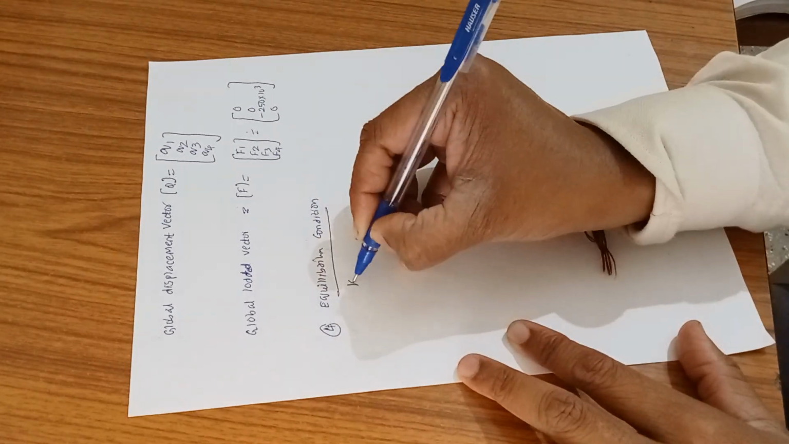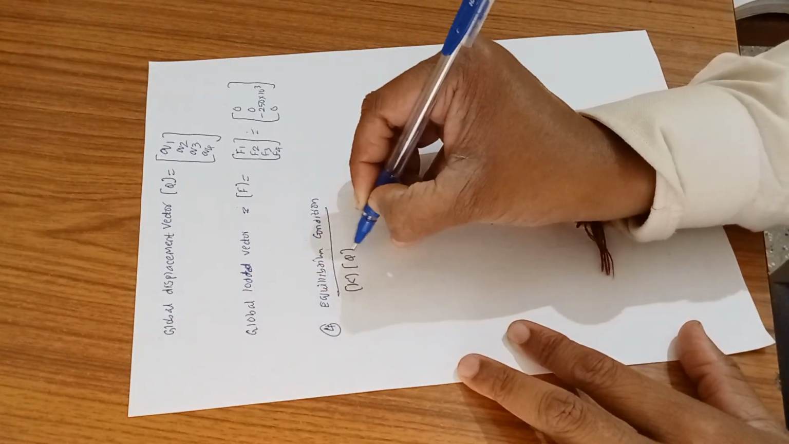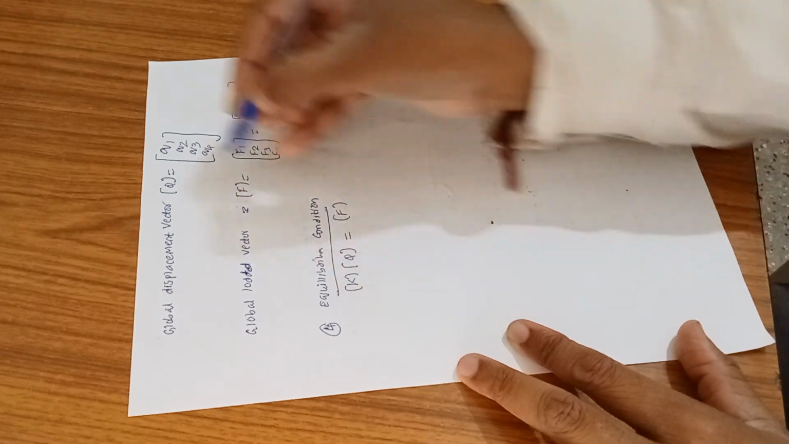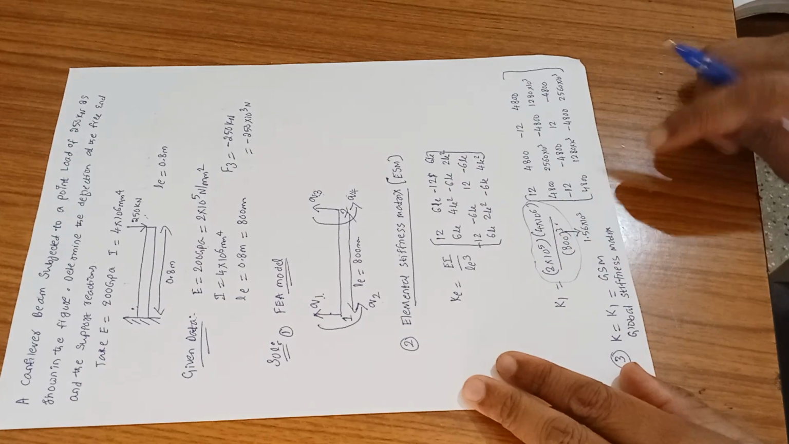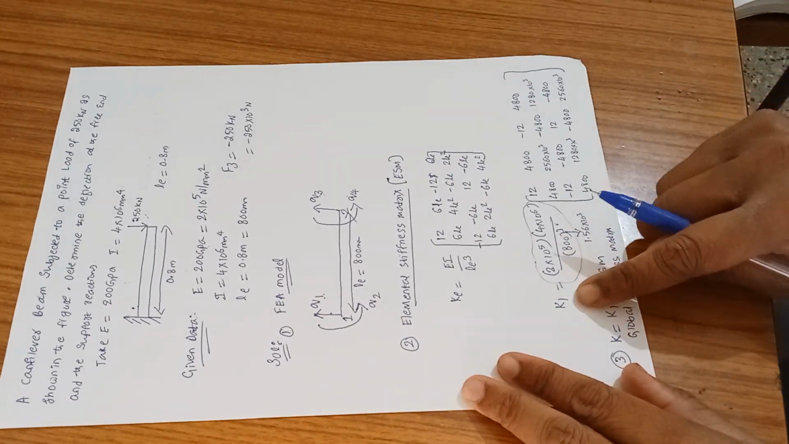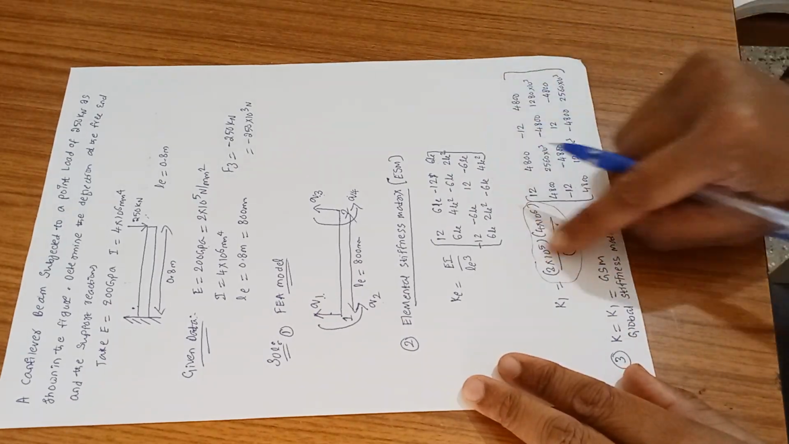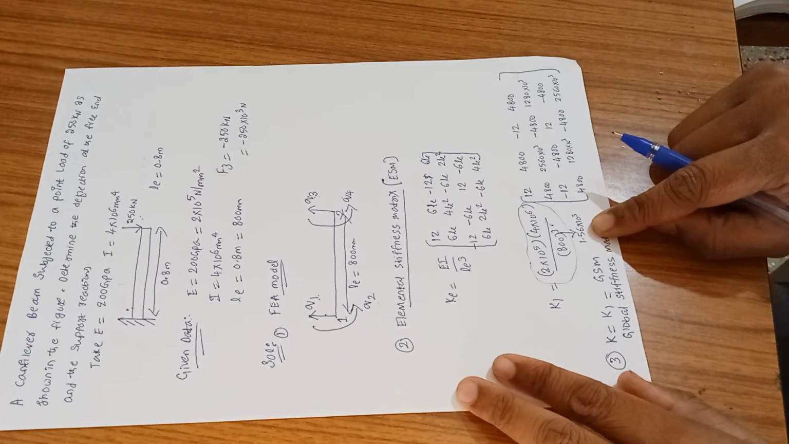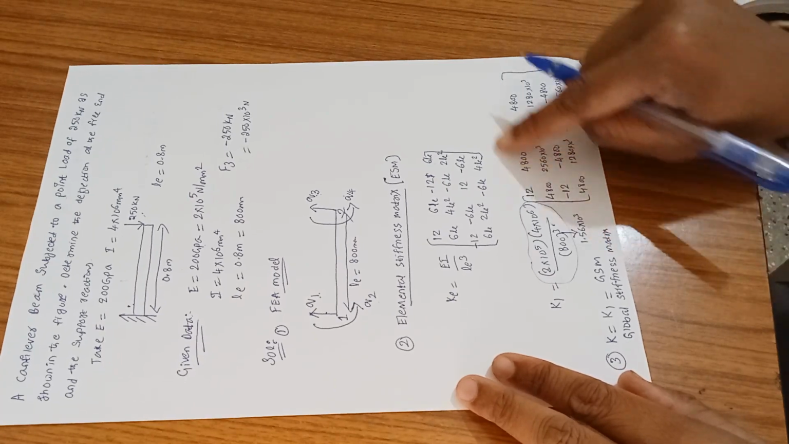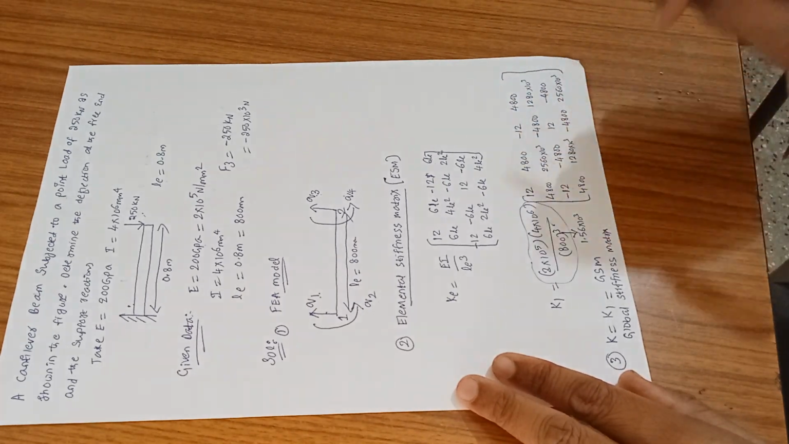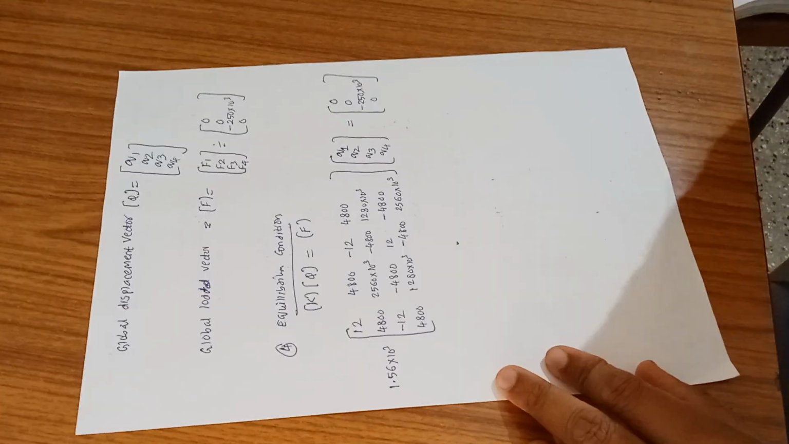In equilibrium condition, the formula is going to be clear, that is K into Q, which is equal to F. So this is Q, this is F, and K you have got it as this matrix. So this is nothing but the global stiffness matrix K, which is equal to K1, which is this one. This value, that is 1.56 into 10 to the power of 3, is going to be common, and this matrix is what has to be written. So let me try to write that first.